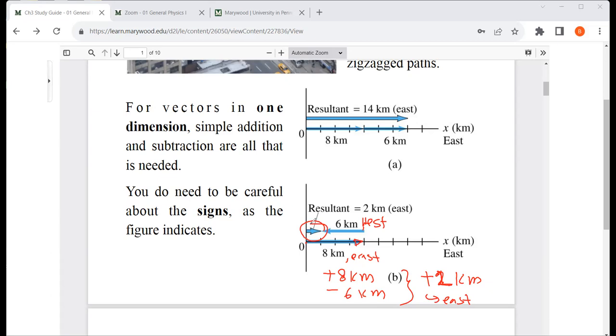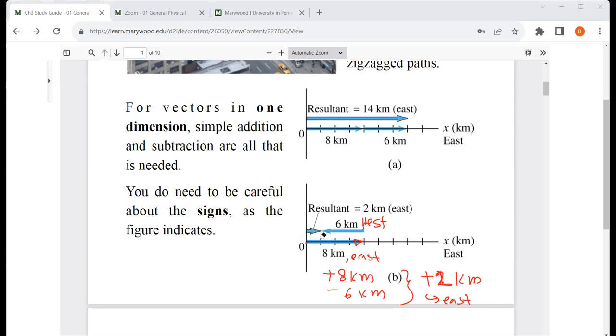So in this case, you basically subtract these. Okay, so if two vectors direction are same, then we add. If two vectors directions are opposite of each other, okay, then we subtract. Okay, but life is not this simple.